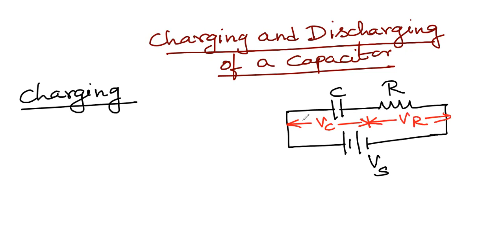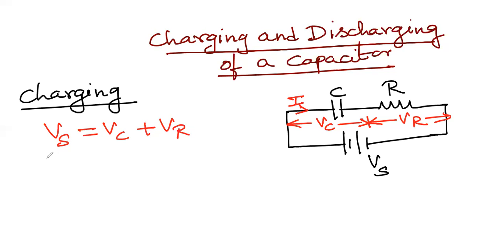Because there is a supply, the current will start flowing. As the current flows, the capacitor gets charged. From the circuit, we can see that Vs is equal to Vc plus Vr.